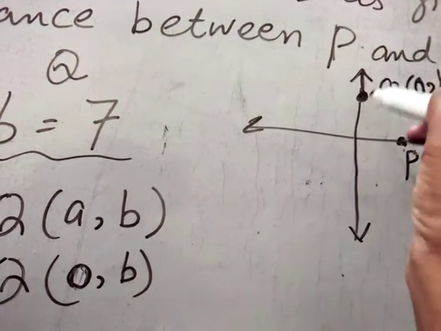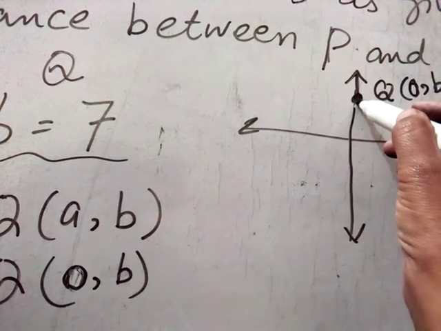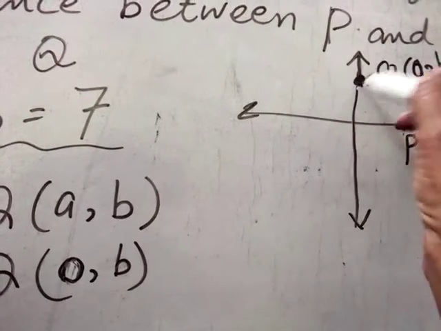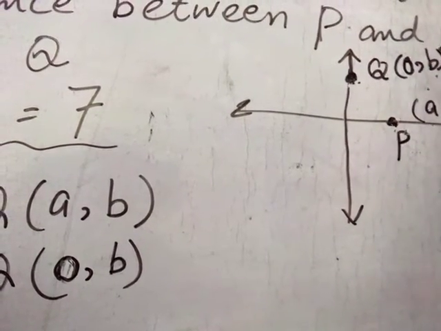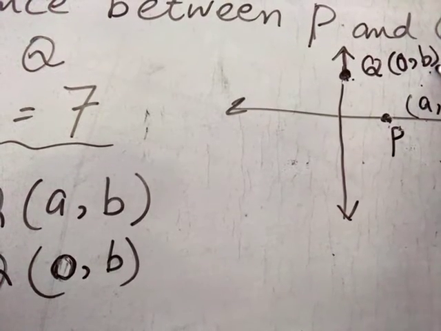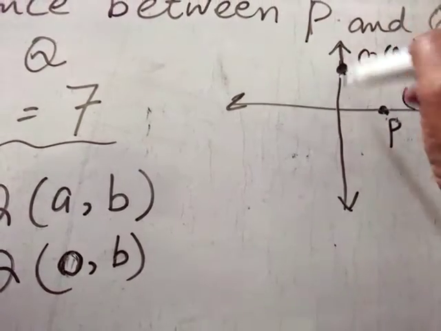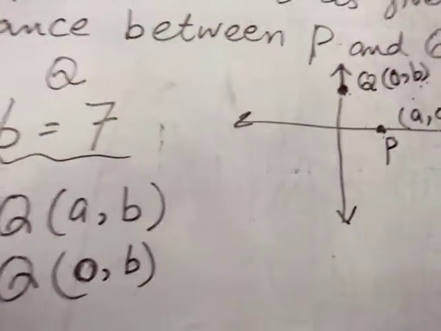And if the point is lying on the y-axis, then the x coordinate is 0 and the y coordinate is b. Here in this question the y coordinate is b and the x coordinate is 0, because on the y-axis the x coordinate will be 0. Is it clear?